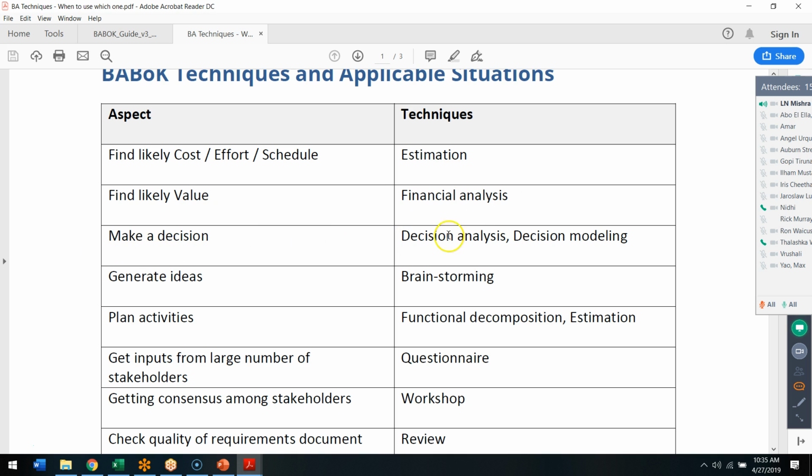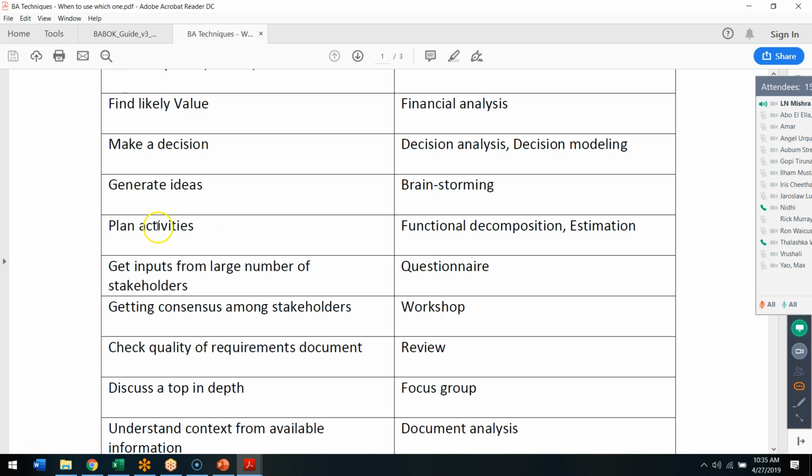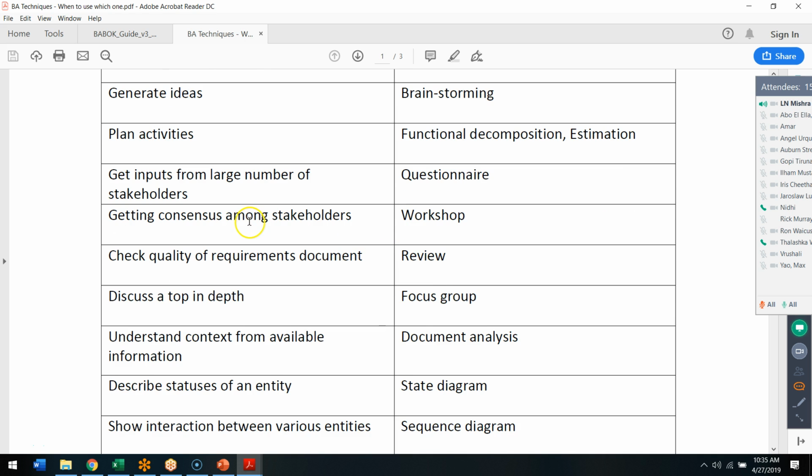If you want to make a decision, use decision analysis or decision modeling. If you want to generate ideas, use brainstorming. If you want to plan your activities, use functional decomposition and estimation. If you want to get inputs from a large number of stakeholders, use a survey or questionnaire. If you want to get a consensus among stakeholders, a workshop is a good technique.